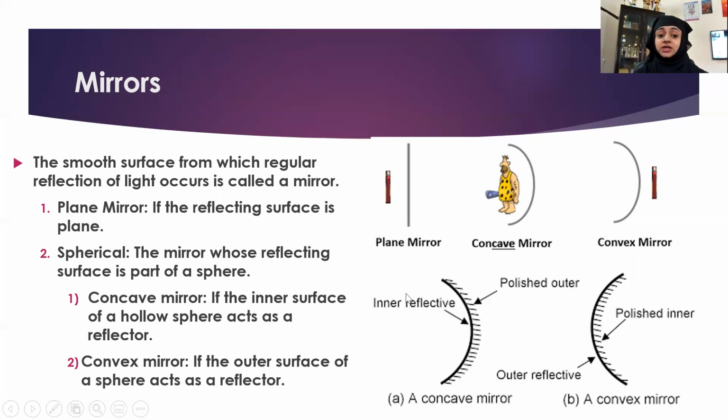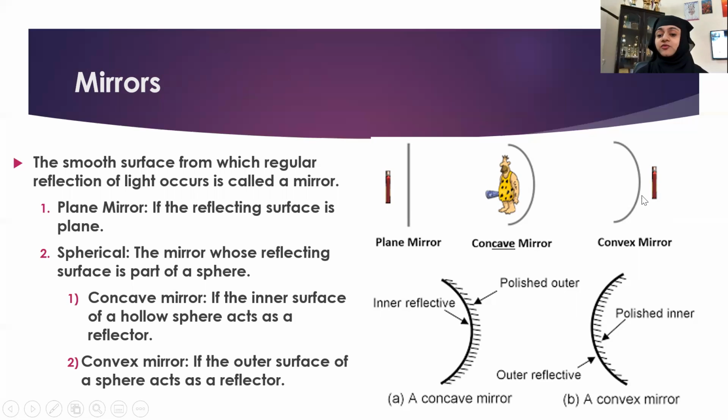That is, the reflection should occur from the inner surface of a hollow sphere. Here, these lines show the polished outer part. We may also call it silvered part. So, this is the silvered part or the polished part, and here reflection occurs in the curved inner surface. So this is called a concave mirror.